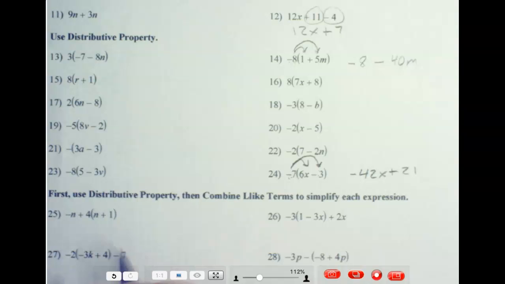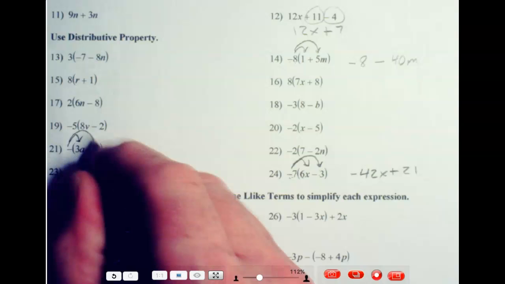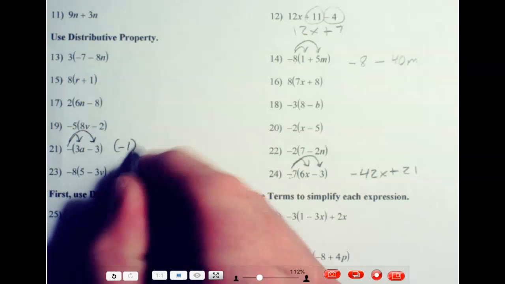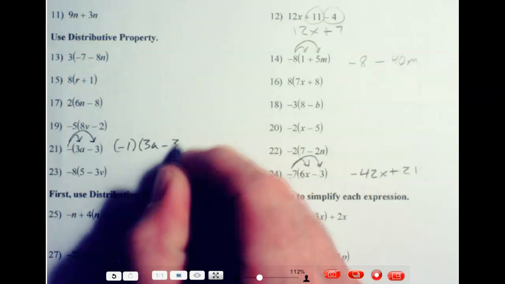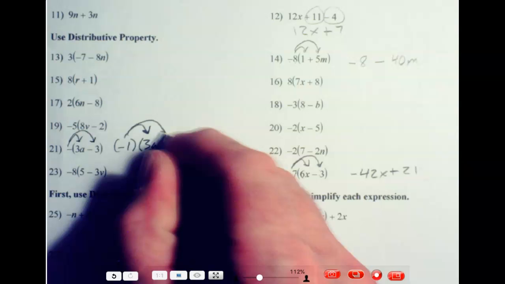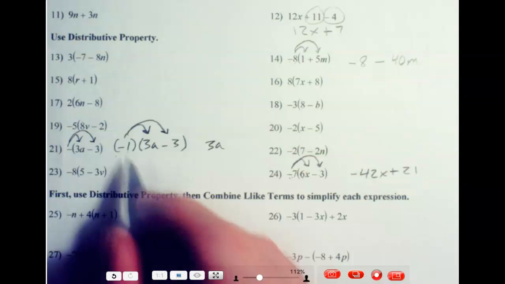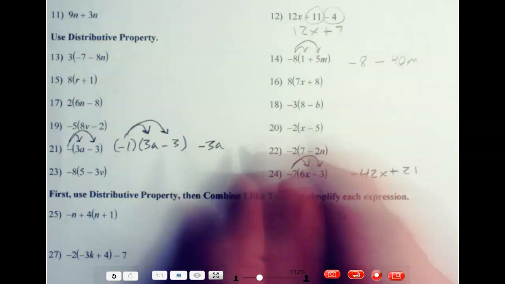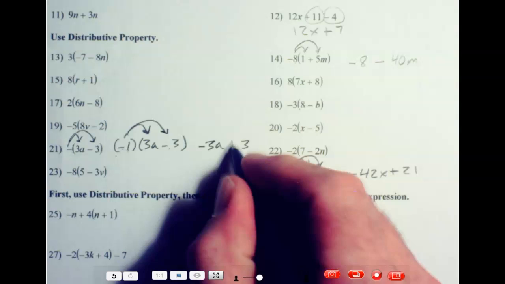Slide over and do one on this side just to be fair. This is the tough one. We have to think about this as a negative 1 times 3a minus 3. So we're going to distribute out that negative 1. 1 times 3a is just 3a. It's a negative times a positive, so it's a negative 3a. Then we've got 1 times 3 is 3, but it's a negative times a negative, which is going to make that a positive 3.